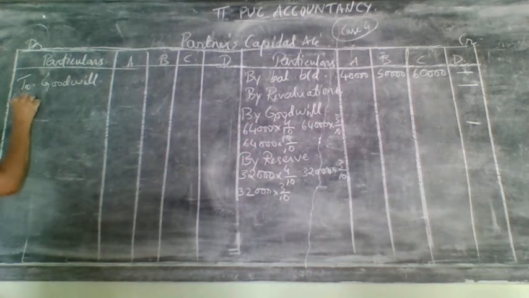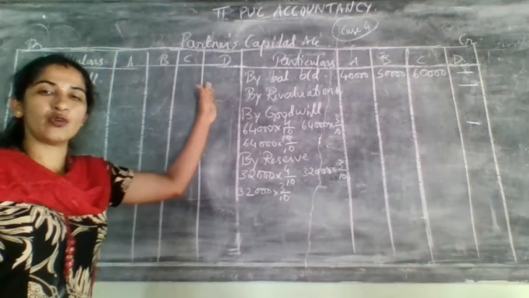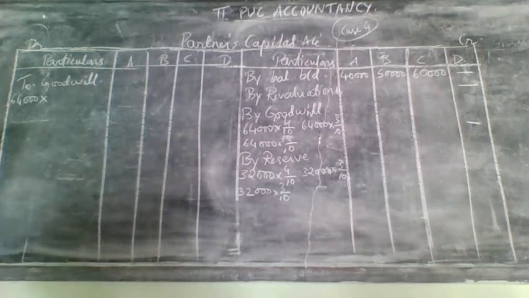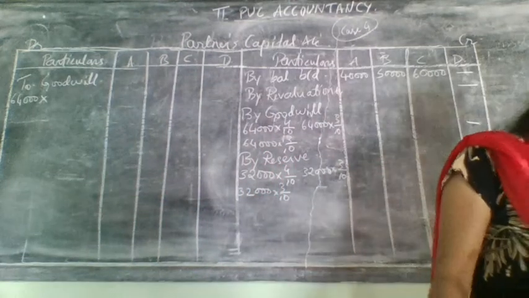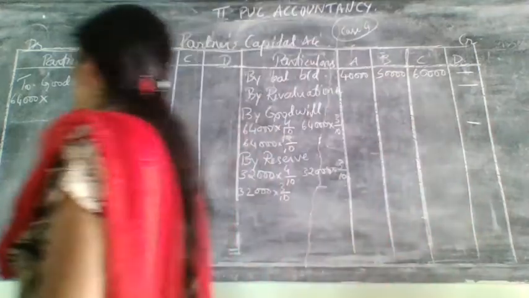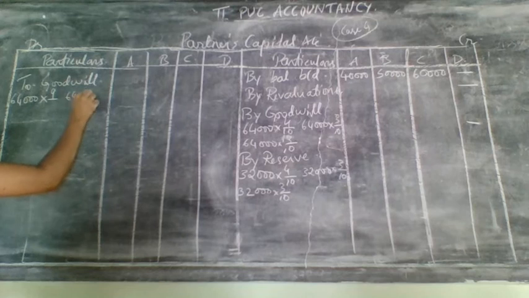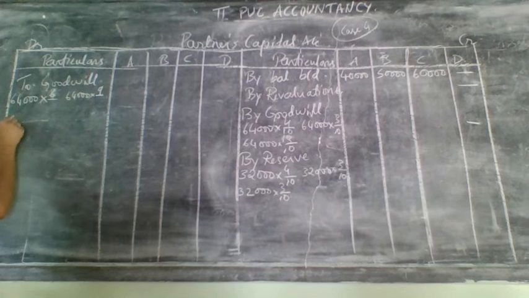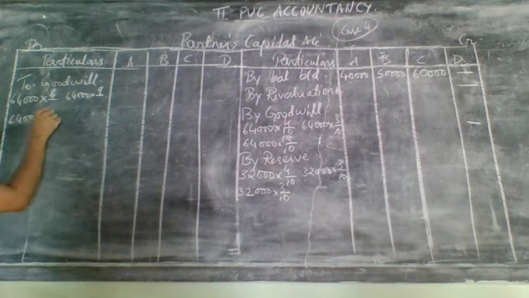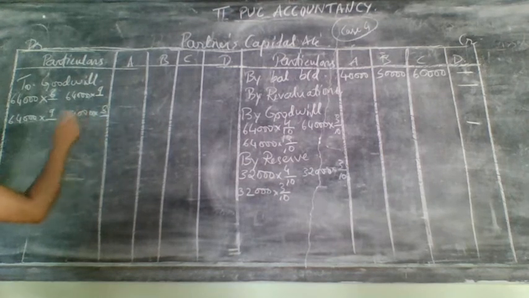The goodwill amount was 64,000. But when you are writing off the goodwill in case 4, even the new partner will also get goodwill here. That's why they have given the new ratio there. For this you need to consider the new ratio. How much is it? 6 is to 9 is to 9 is to 8. First person 6, second person 9, third person 9, and fourth person 8.